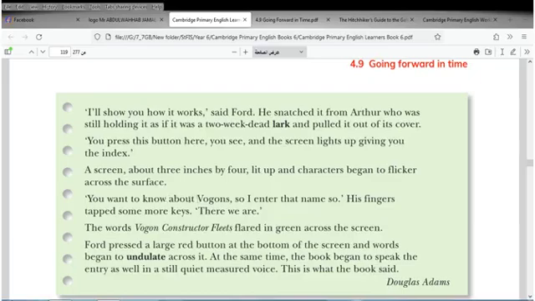"You want to know about Vogons, so I enter that name so." His fingers tapped some more keys. "There we are." The words "Vogon Constructor Fleets" flared in green across the screen. Ford pressed a large red button at the bottom of the screen, and words began to undulate across it. At the same time, the book began to speak the entry as well, in a still, quiet, measured voice. This is what the book said.